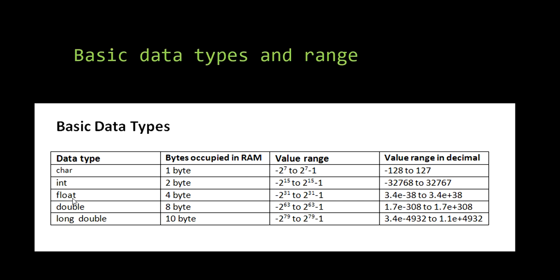If float, then it occupies 4 bytes of RAM, and it ranges from 3.4e-38 to 3.4e+38. The exponential calculation of the value is given over here. And the double data type occupies 8 bytes of RAM, and long double occupies 10 bytes of RAM, and it ranges to this particular value.